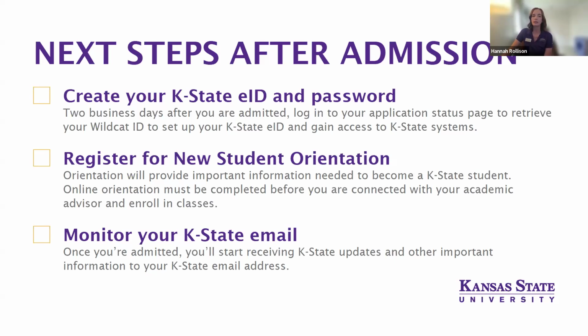Like I mentioned before, this is happening now for our summer and fall students. So these are the steps that you can expect once you're admitted for those two starting terms. You really want to be sure that you're monitoring your K-State email once you create that EID and password, because all of the communication from your academic advisor will be coming to your K-State email.